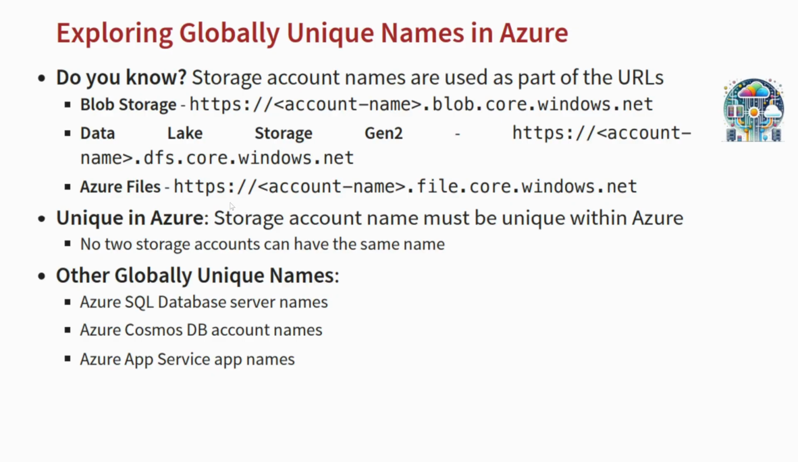So this is very important because whenever you are creating names for the services, they have to be globally unique. We have already seen that if you're creating a storage account name, it has to be globally unique. Not only with storage, but even if you're going with Azure SQL database server or Cosmos DB or any Azure applications, all those things have to be globally unique names.